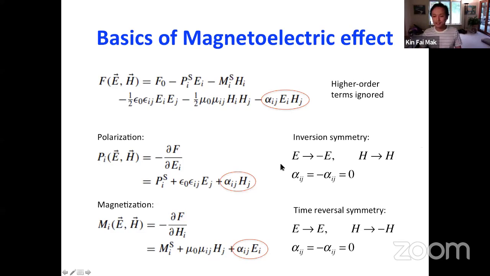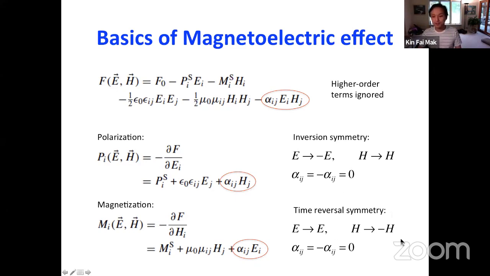There are specific symmetry requirements on the value of this alpha_ij, whether it's 0 or not. And it turns out that alpha_ij is 0 if the system has both inversion and time reversal symmetries, have both, okay? And you can see that pretty easily. If the system has inversion symmetry and you perform an inversion operation on the system, it will change the sign of the electric field, but leave the sign of the magnetic field unchanged, okay? And since the free energy is invariant under an inversion operation, because it's inversion symmetric, alpha_ij has to also change sign in order to keep the free energy the same. And that would mean that alpha_ij is equal to negative alpha_ij, and it has to be 0, okay?